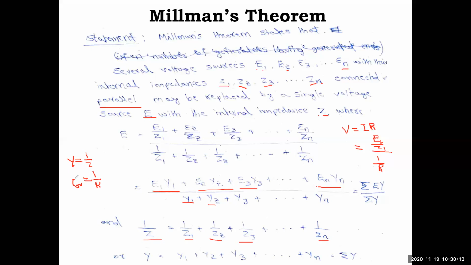So this again, if you convert in terms of admittance, Y is equal to Y1 plus Y2 plus Y3 up to Yn. In short, we call it summation of Y, and here it is called summation of EY by summation of Y. So in short, we'll remember this formula. Normally, practically we will not have n number of sources; it may be 10, 20 complex circuits. But for our sake, in examples, we'll be looking at 2 or 3 maximum.